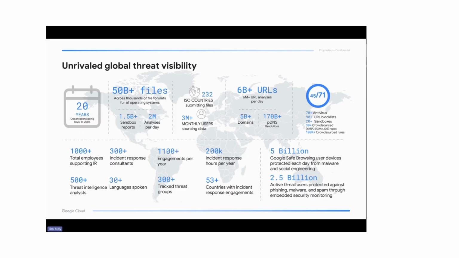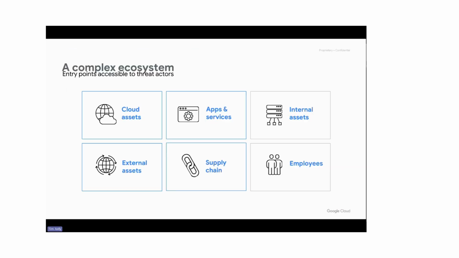Not going to cover all these numbers, but there's over 20 years worth of threat intelligence data that your organization can use to help defend your assets, in this case for attack surface management. One of the capabilities that was specific to Mandiant Advantage Threat Intelligence was the attack surface management capability.